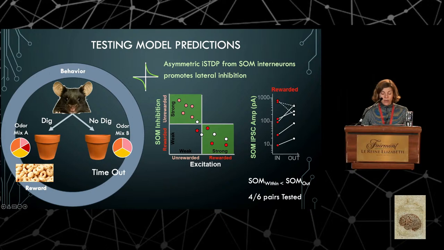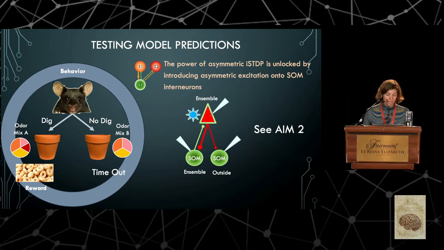And so this is also trending in the correct direction. And I want to note, in comparison to PV-mediated inhibition, this inhibition is generically weaker. And so this is potentially also very interesting. Now, what we've got to do is label the unrewarded assemblies and repeat this set of the studies and, of course, get a few more in here. But this is really going in the direction that the model is predicting. And so we think this is potentially the basis for supporting the model.